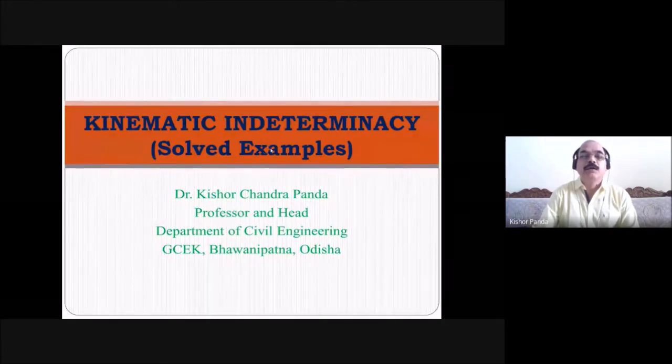And when you are not considering the extensibility of the member, that is, for inextensibility of the member, you can find out the degree of kinematic indeterminacy as dk is equal to 3j minus r plus m in the case of a rigid jointed plane frame. But in the case of a rigid jointed space frame with inextensibility of the member, the equation is dk is equal to 6j minus r plus m. So these are the formulas. Using these formulas, you can find out the degree of kinematic indeterminacy.